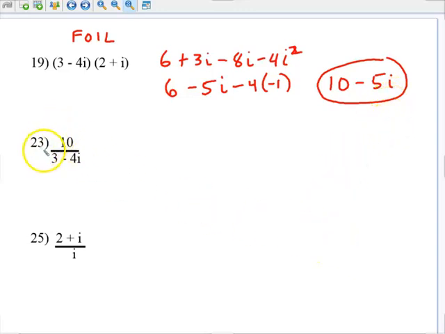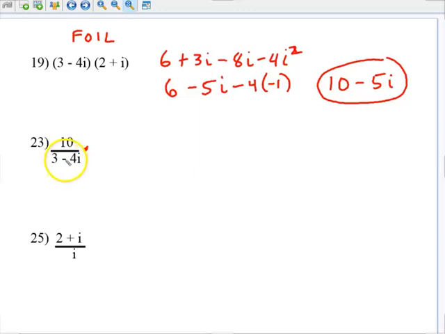Okay, so 23 is a problem where the end goal is to remove the complex number from the denominator. The rule of thumb in math problems is you never want a complex number in the denominator. The way we simplify this, the way we remove the complex number, is by using something known as the complex conjugate. Conjugate really is just a big word that means change the sign that's in the middle.